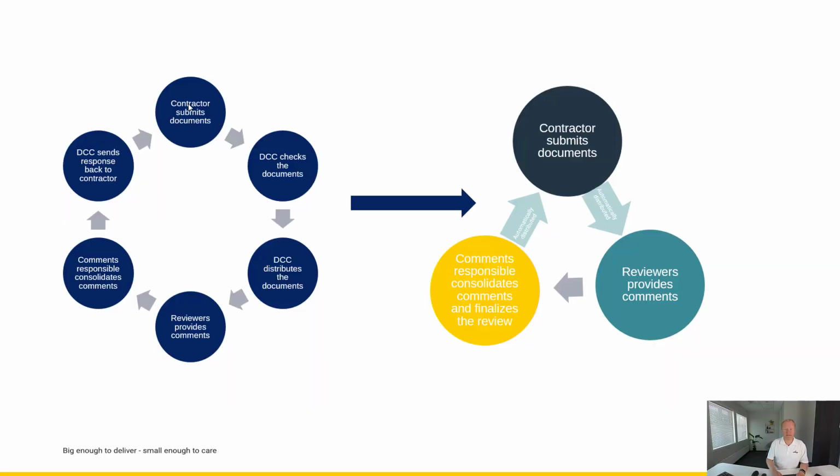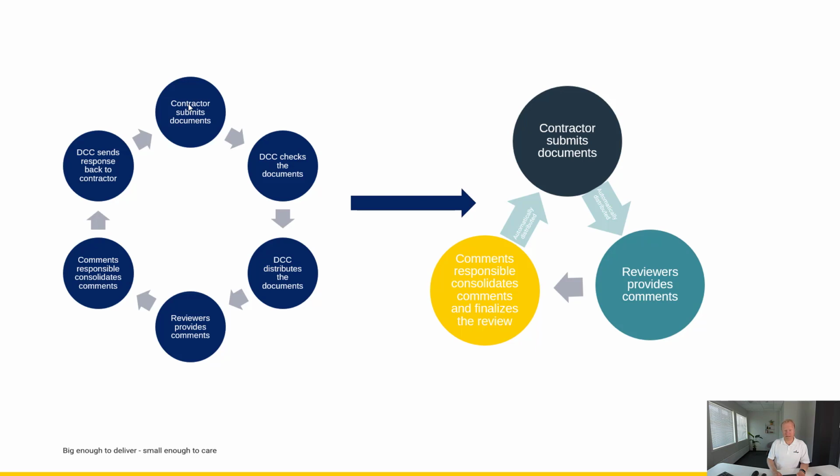Reviews can be made both online using our browser-based review tool, or offline using, for example, Adobe Reader. This is a high-level overview of the two main variants of how the review process can be configured in Pims. On the left side, we see a quite traditional approach. It starts by the contractor submitting the documents, then document control checks the documents, document control distributes the documents, the reviewers provide their comments, the comments responsible consolidates the comments, and finally the document controller sends the comments back to the originator.